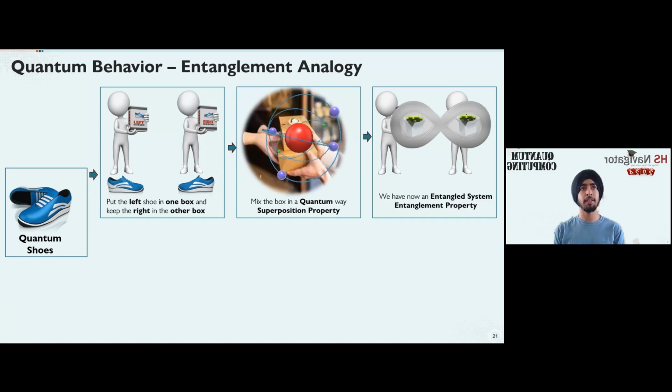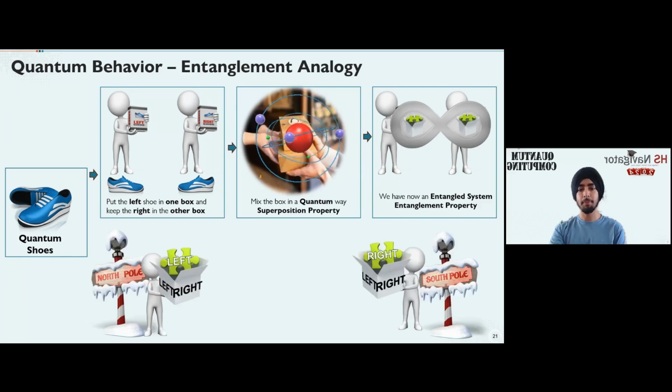As soon as a person in California opens their shoebox and sees that they have the left shoe, you know immediately that the person in London has the right shoe. So as soon as one person has one of the shoes, the other person, regardless of the distance, instantaneously knows which one of the shoes they have. And that's what entanglement sort of means. It means the ability to have two particles that, as soon as you observe one property of one of them, regardless of how far it is, you instantaneously know the property of the other particle. And that's what entanglement is.